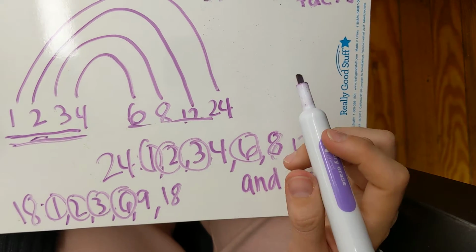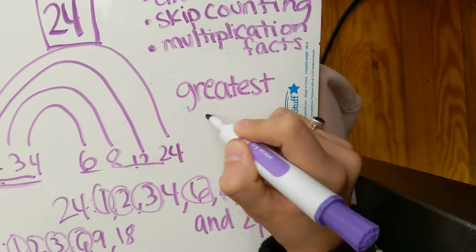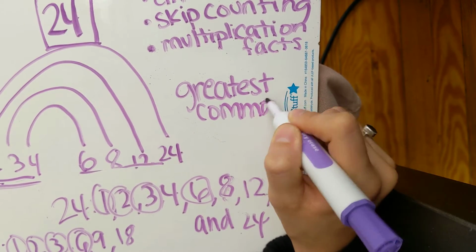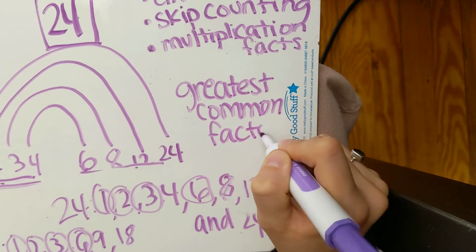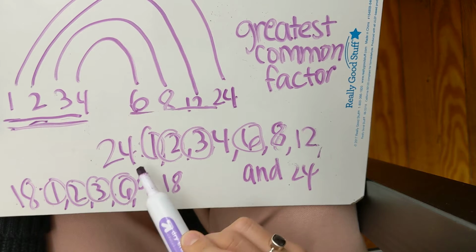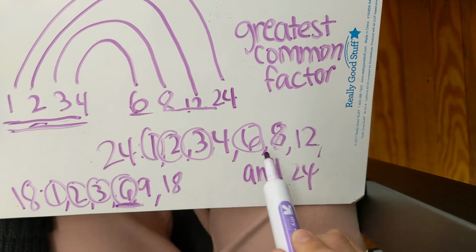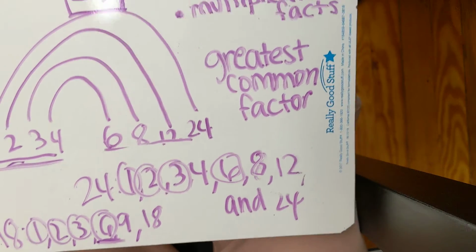Now, a lot of these questions are going to ask us what the greatest common factor is. The greatest common factor of 18 and 24 is 6. Greatest means largest, so we always find the one that is biggest between the two numbers that they both have in common.